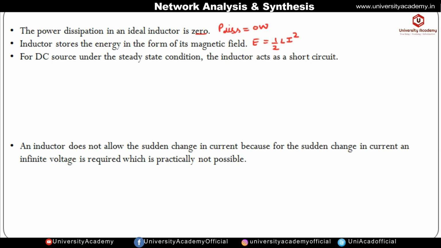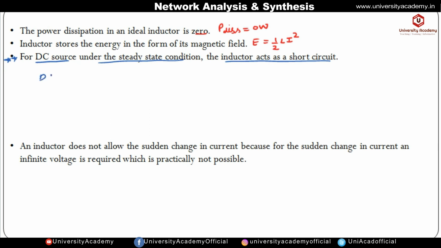Okay, the next point is, for a DC source, under the steady state condition, the inductor will act as a short circuit. So this is an important point. That is, if we connect a DC source and the circuit is under the steady state condition, it means the transients have died out, then the inductor will act as a short circuit.